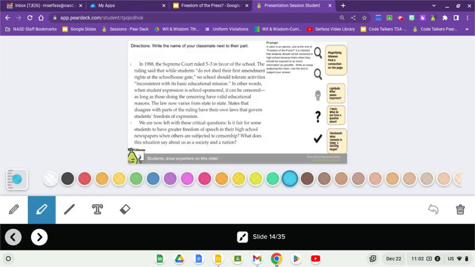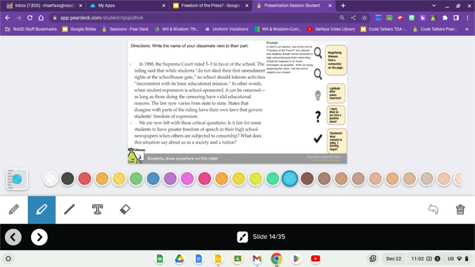In 1988, the Supreme Court ruled 5-3 in favor of the school. This is slide 14. The ruling said that while students do not shed their First Amendment rights at the schoolhouse gate, no school should tolerate activities inconsistent with its basic educational mission. In other words, when student expression is school sponsored, it can be censored as long as those doing the censoring have valid educational reasons. The law now varies from state to state.